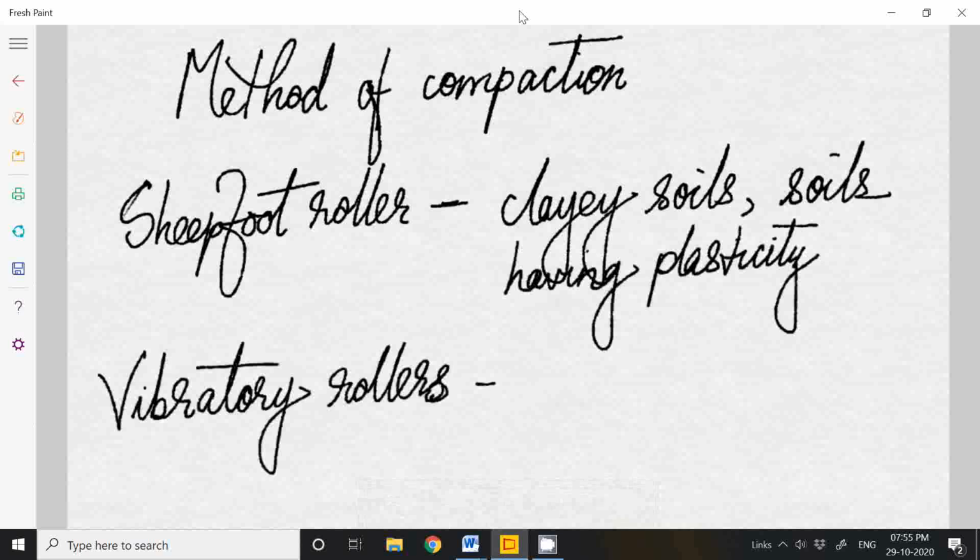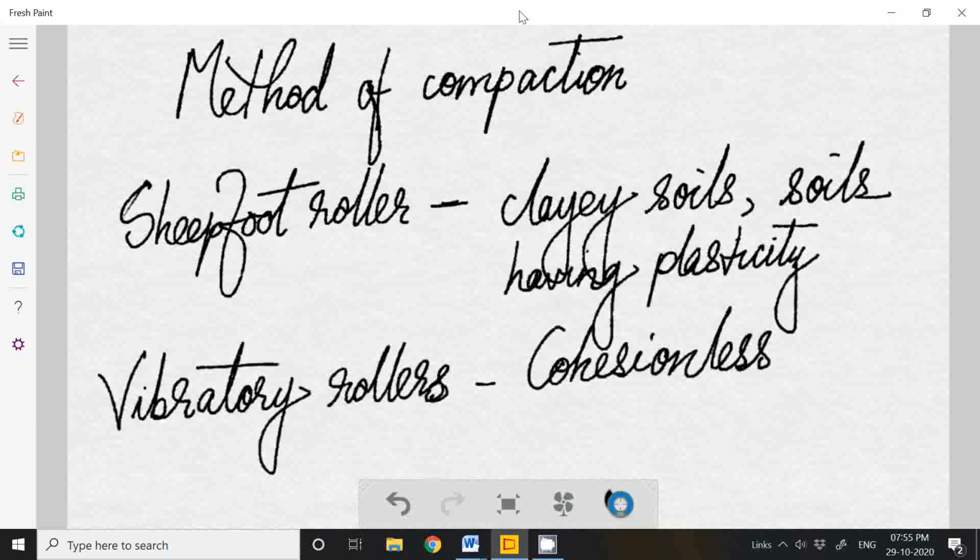Then there is another equipment, vibratory rollers. They are generally used for cohesionless soils. Cohesionless soils means soils which do not have cohesion, which do not generally have clayey or silty particles, because clayey soils or silty soils have cohesion. So vibratory rollers are for soils which do not have clayey and silty particles, so that they are cohesionless. These are the rollers that you need to use for compaction for these types of soils.